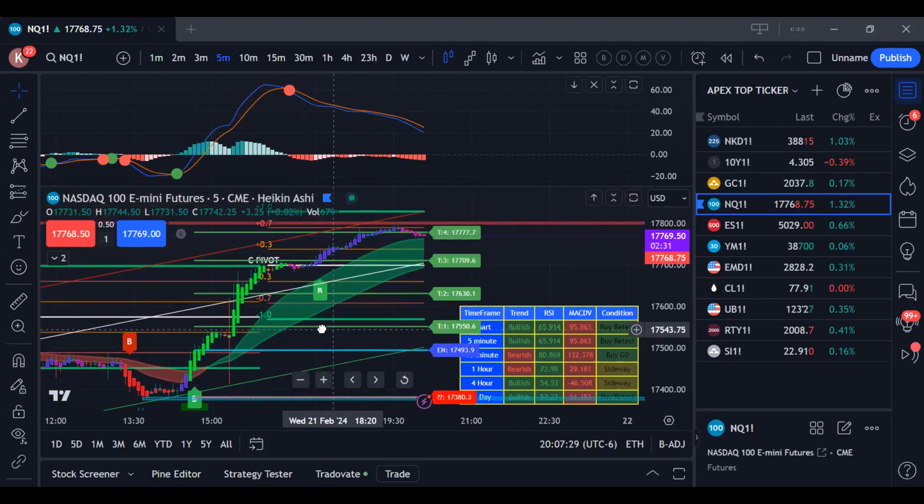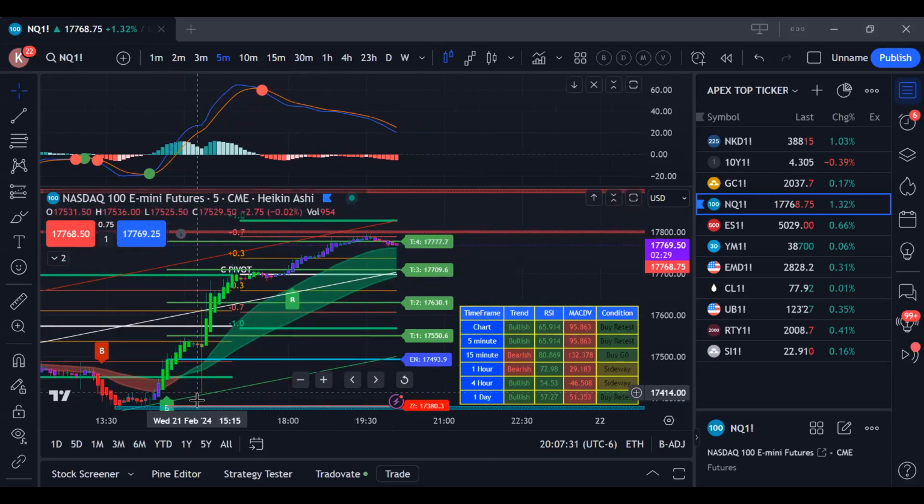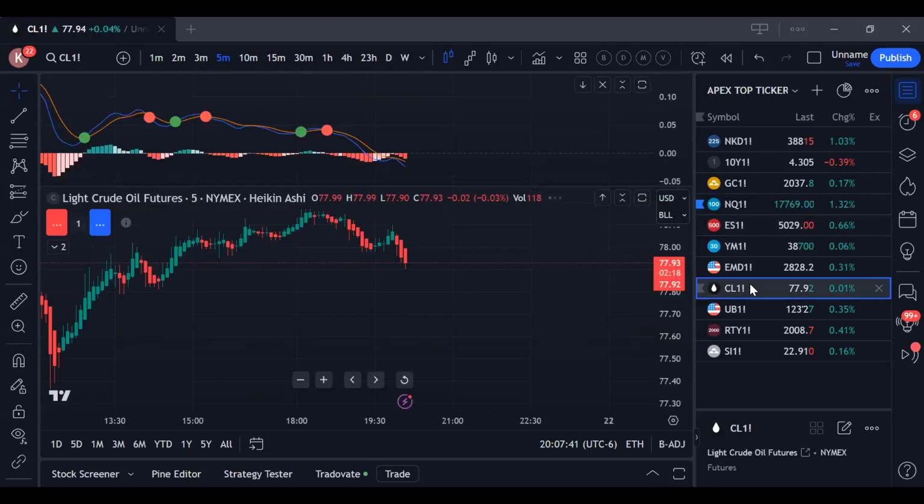If we had taken it once the market opened, then you had entry, target one, target two, and it met all those targets. Let us look at crude oil.